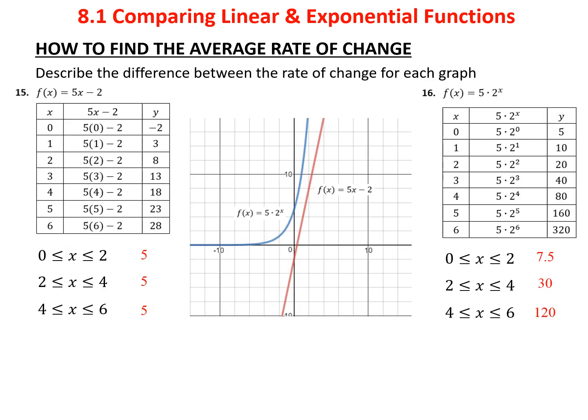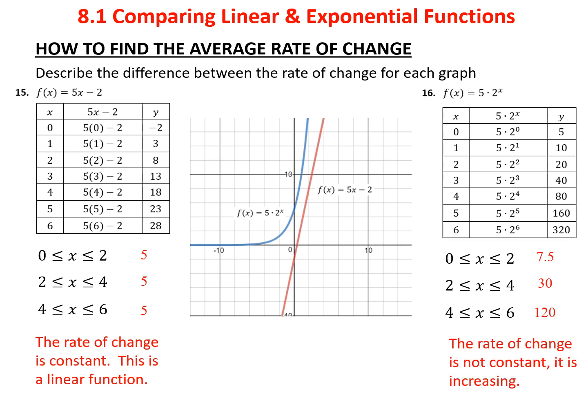So finally, if we compare the data side by side, notice on the left side, f of x equals 5x minus 2, you see the linear line, and you see that the average rate of change between 0 to 2, 2 to 4, and 4 to 6 is always the same. It's the slope of the line, 5. On the other hand, when you go to the exponential, you see that the rate of change between 0 and 2 is 7.5, between 2 and 4 is 30, between 4 and 6 is 120. That's reflecting the fact that the farther we go along on the blue graph, it gets steeper and steeper. The rate of change is not constant, it is increasing. That's a sign of an exponential function.